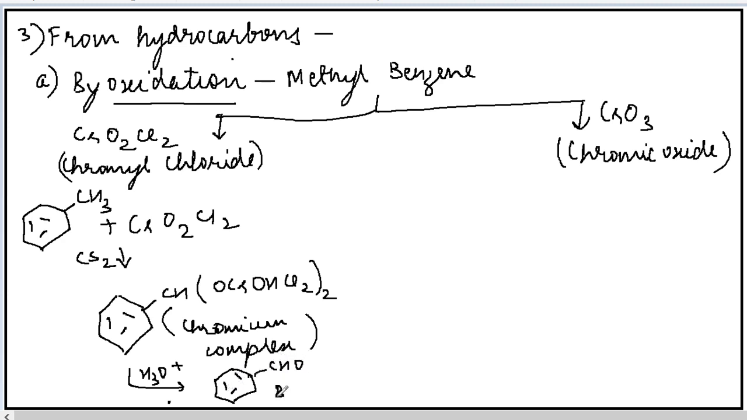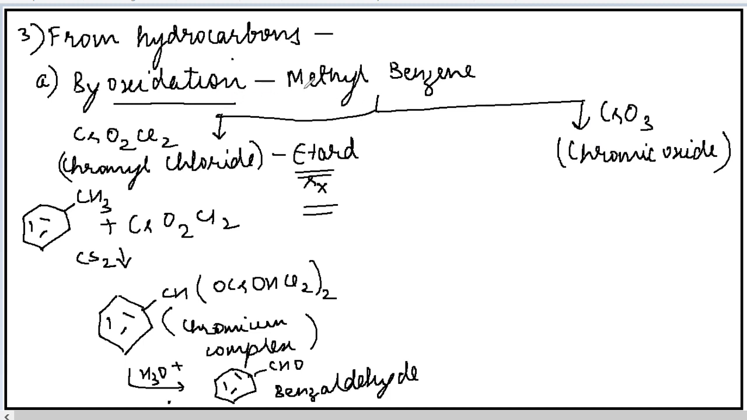This is benzaldehyde. So by oxidation of methyl benzene, when carried out in presence of chromyl chloride, methyl benzene reacts with chromyl chloride to form a chromium complex, and that chromium complex on further hydrolysis gives benzaldehyde. This reaction is a name reaction again. Its name is Etard reaction. So in case Etard reaction is asked in the exam, then you have to write this reaction.